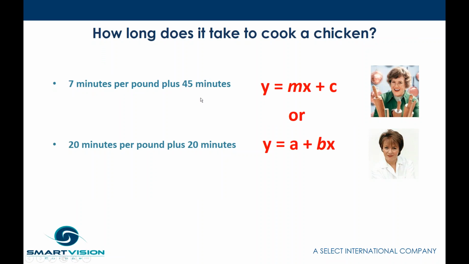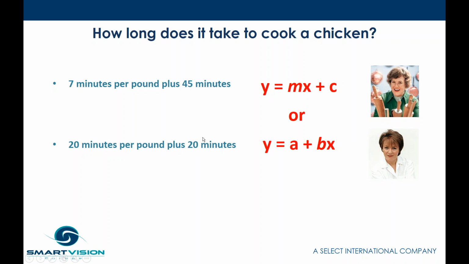And the plus 45 minutes or the plus 20 minutes, this is the C here. It's the bit that's added on, or the A here. It's called the constant in the equation, or sometimes the intercept in the equation. It's the minimum value. So we're saying effectively that even if the chicken weighs nothing, we cook it for 20 minutes because you always add that on.